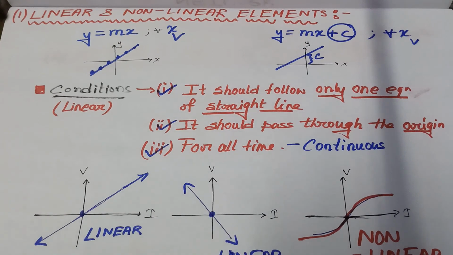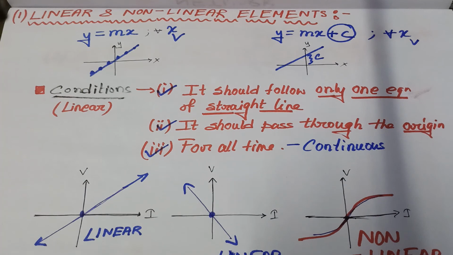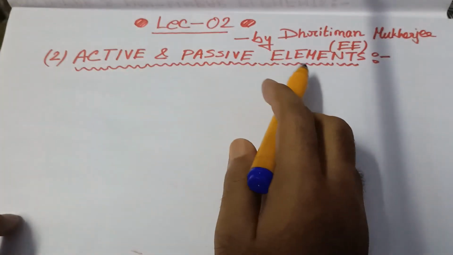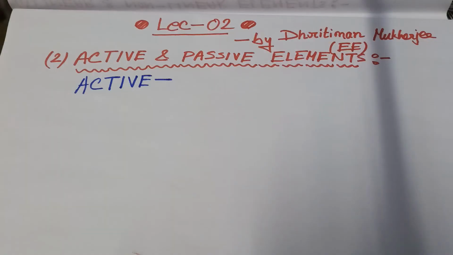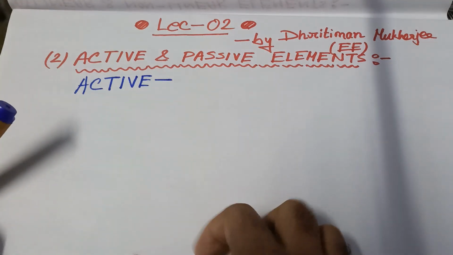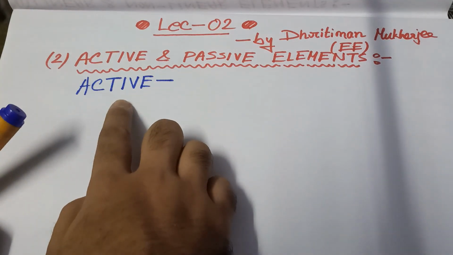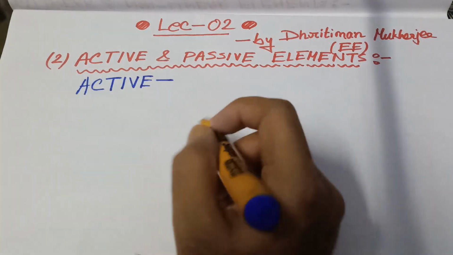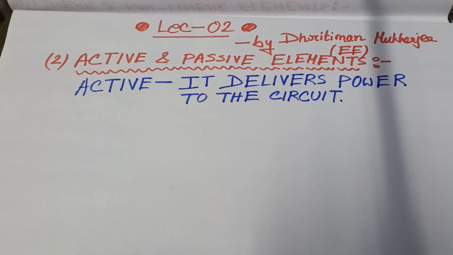In the previous lecture I have already shown you the linear and non-linear elements, and in this new chapter, in this lecture I am going to tell you about active and passive elements. Okay, so write down active. How can you know whether an element is active or passive in a circuit? See, the function of an active element is that it delivers power to the circuit.